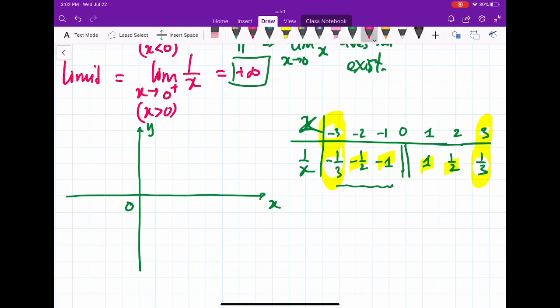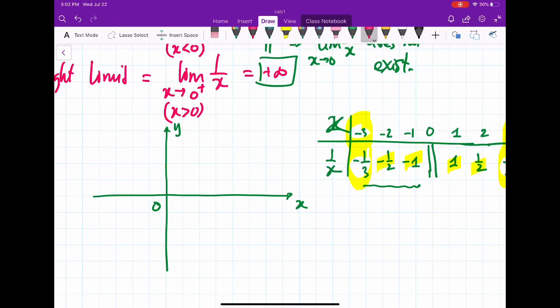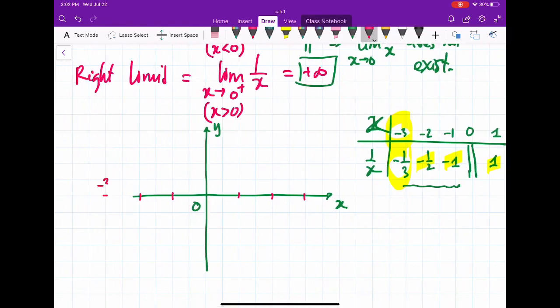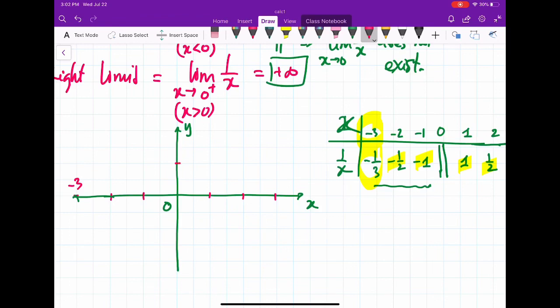Now let's express them on the xy plane. So let's say this is 1, this is 2, this is 3, this is negative 1, negative 2, and this is negative 3. Okay, so if that is 1, we have 1. If 2, so we have 1/2. If 3, we have 1/3, right? So we have 3 points in here. We can connect them. So we get what we need, right? And then the other one looks like this. 2 is negative 1/2, and 3 is negative 1/3. So I will connect them. I get this part.